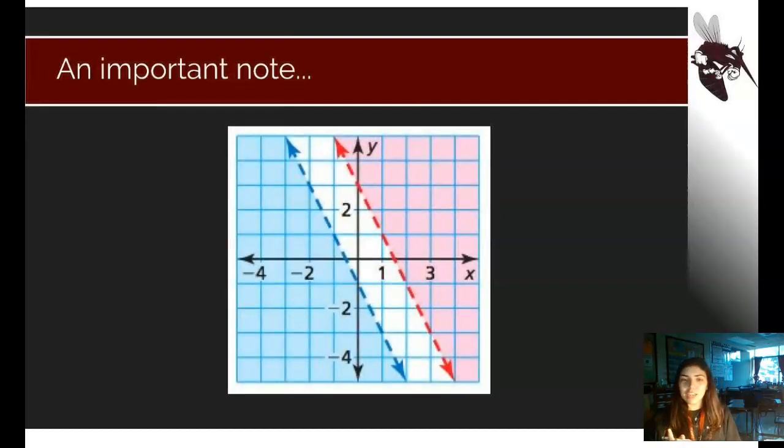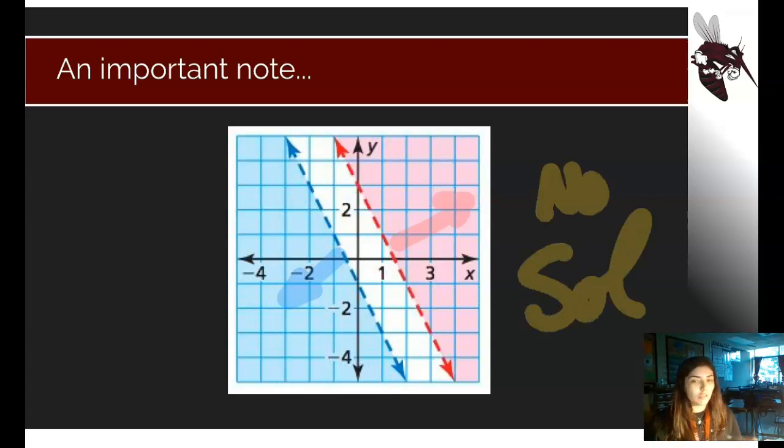Now, an important note here, there is an opportunity for a system to show up like this. Now, we were looking for the double shade. This system doesn't have a double shade. In fact, this one is less than this line and greater than that line, which means that it never has any region that's double shade. This would be a no solution scenario. There is no solution to this system of inequalities, no coordinates that would make this work because there's literally no overlap.